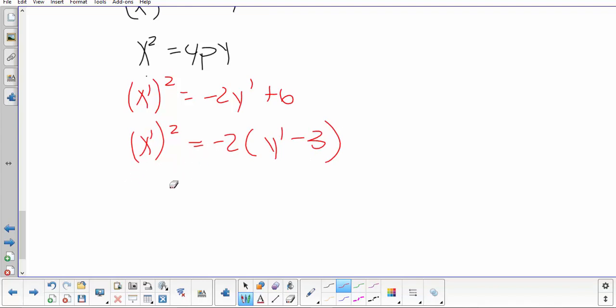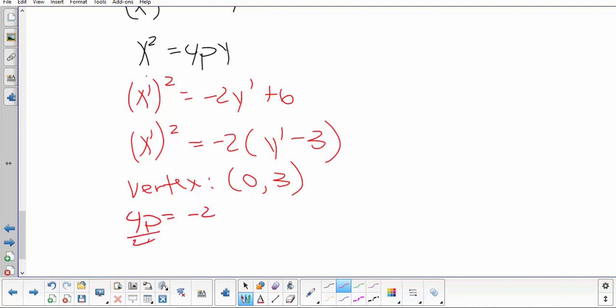This is a parabola with a vertex at (0, 3). And we also have a p-value, so we know that 4p is equal to negative 2.